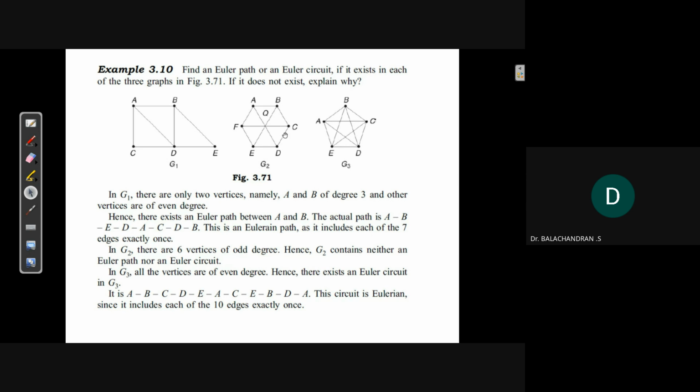Now in the graph G2, how many vertices? 1, 2, 3, 4, 5, 6, 7 vertices.